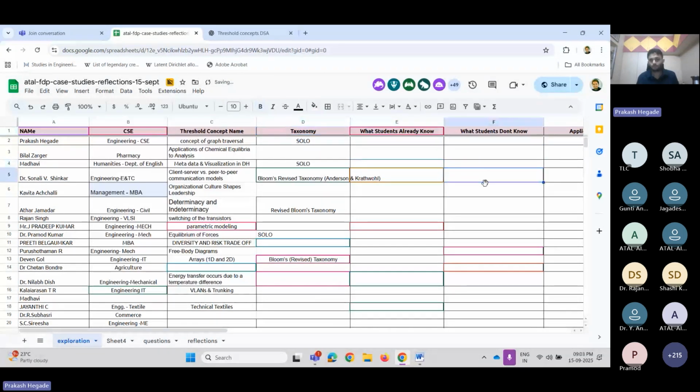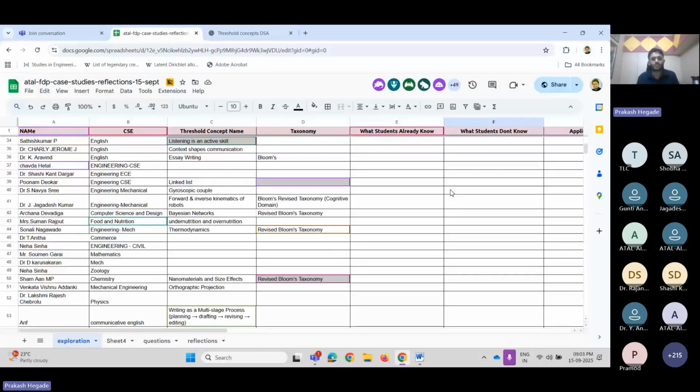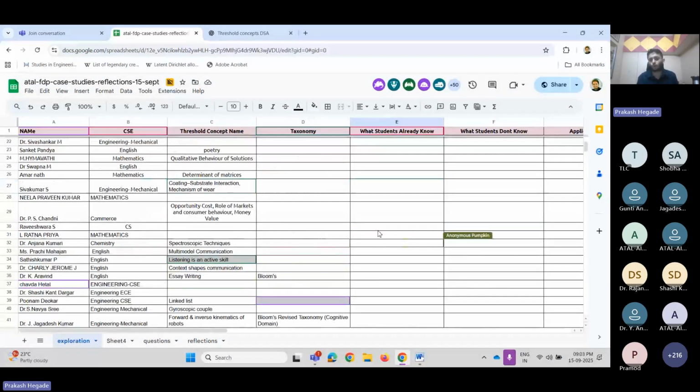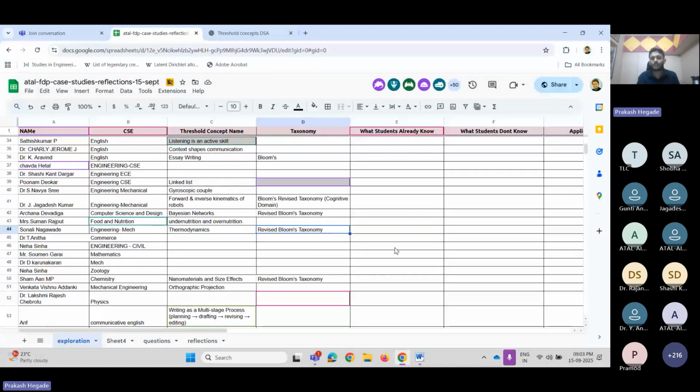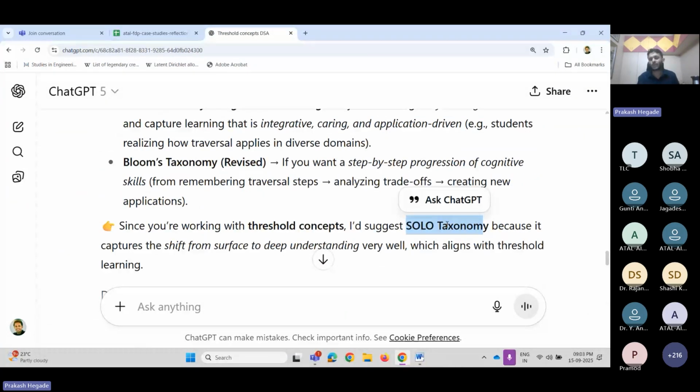Okay. Yeah. So I see that there is Solo. I'm kind of looking for if there is anyone who was suggested Fink's or anything. And I'm hoping you all are not writing your own taxonomy, right? I want you all to write the taxonomy which was suggested by the LLM. Whatever it suggested to you as the best taxonomy, please do write that one.